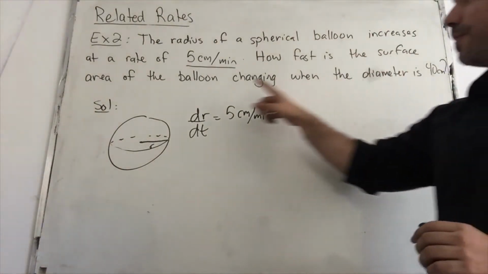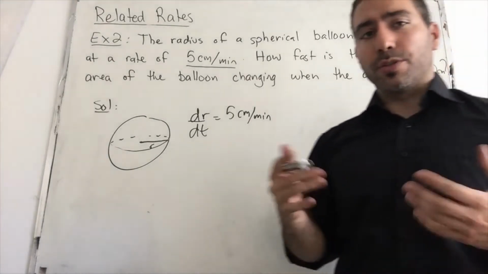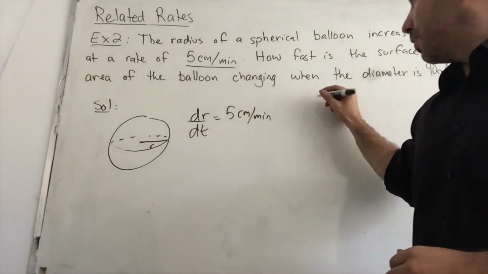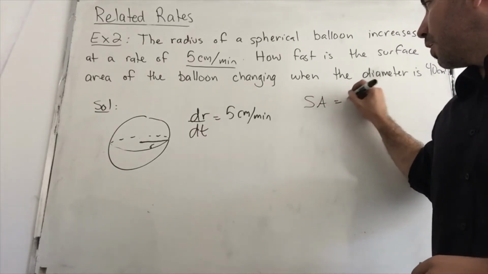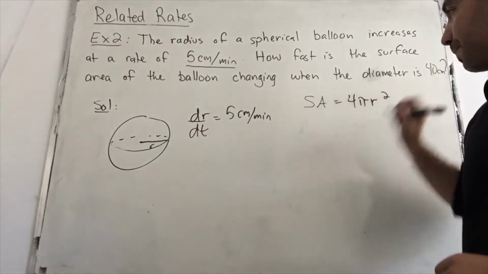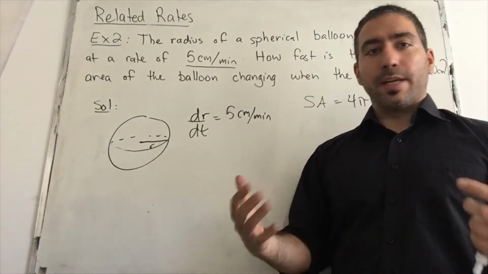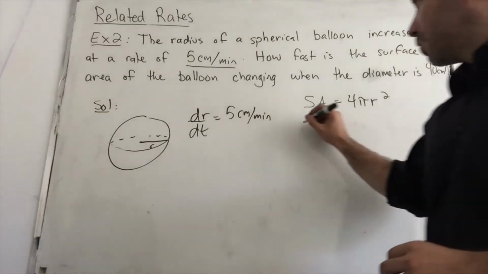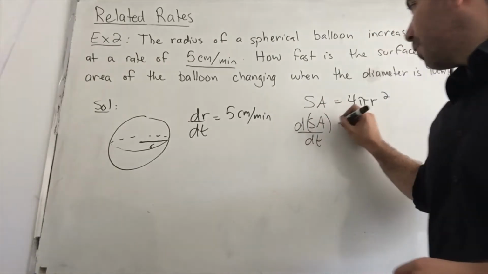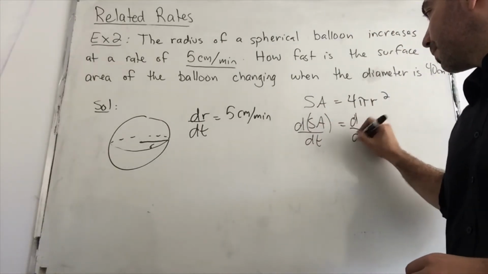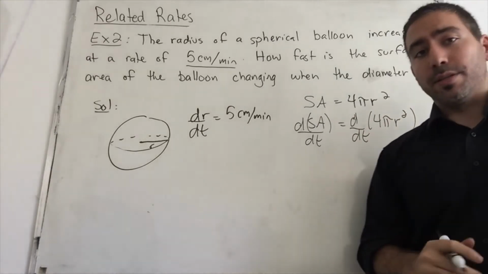How fast is the surface area of the balloon changing when the diameter is 40? So it's talking about the surface area of a balloon. So the surface area or total area of a sphere is 4 pi r squared. And now that we have our formula, the next step is to just take the derivative with respect to t. So we're going to derive SA with respect to t, and we're going to derive 4 pi r squared with respect to t.